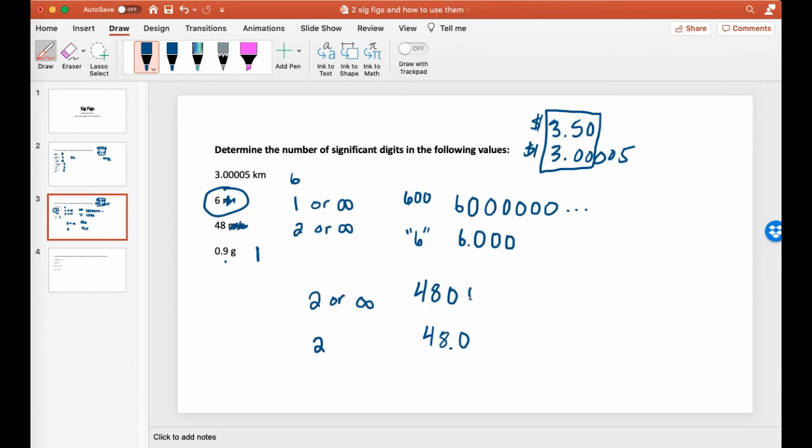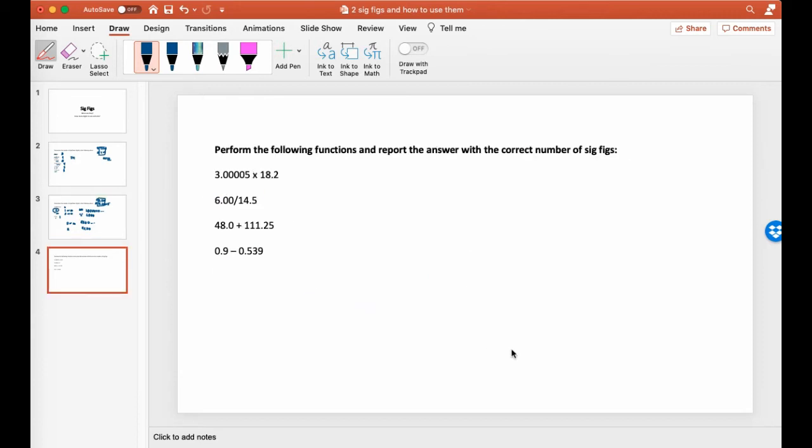Come back down to this problem. If I add another 0, I'm infinitely increasing the value of this number. It's now 4,800. If I add a 0 to this, this is still a value of 48, and so on and so on. So this right here infinitely increases in value. This right here only increases the number of significant digits. Okay? So now let's put this to practice. Do these 4 problems, calculate these 4 problems, and then report your answers with the correct number of significant digits. Go ahead and pause the video now.